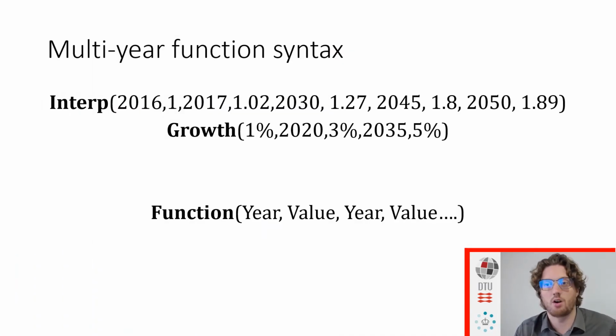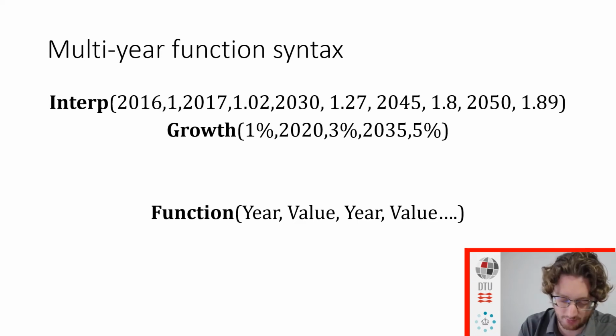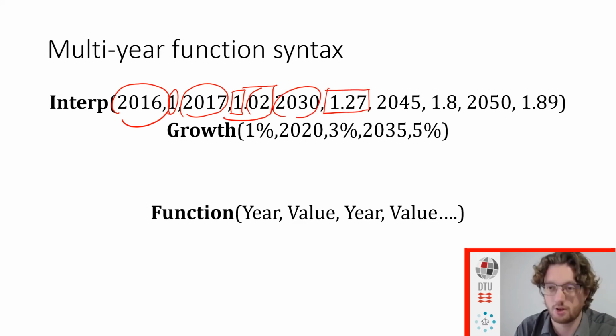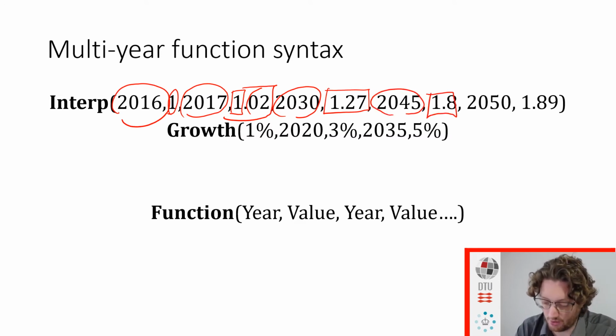So almost all functions are given as a multi-year function syntax. That's what I showed you just before. In terms of the interpolation, you can see we have first a year, value, year, value. Here we have a year, value, again year, value, and so on until we reach our 2050.